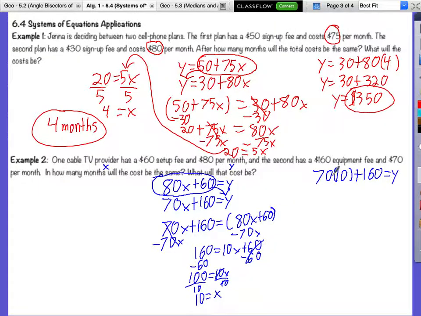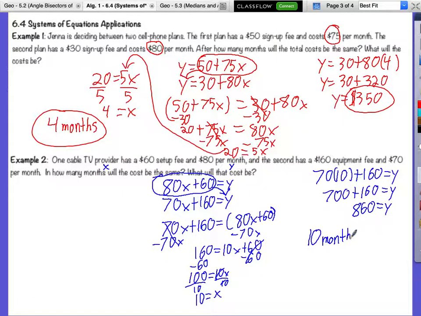So we say, okay, what is 70 times 10? 700. And now we have to add 700 to 160 to get what? 860, which equals our y. So for this, instead of writing it as an ordered pair, like we have been, because it's a word problem, in how many months will the cost be the same? We have to answer that question. 10 months. So that's part of our answer.